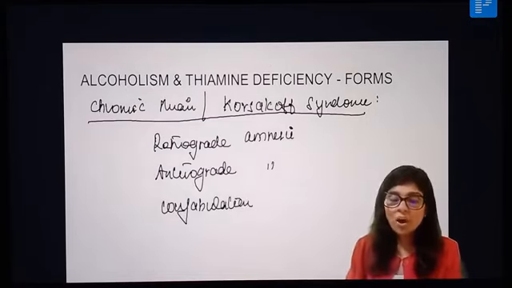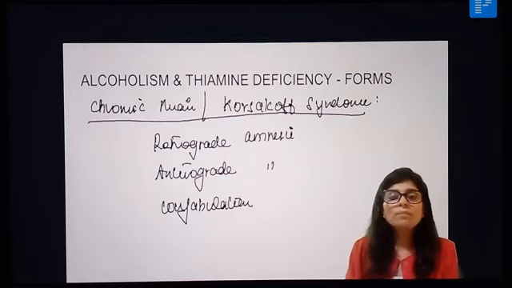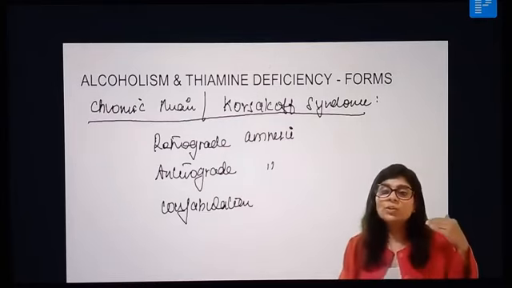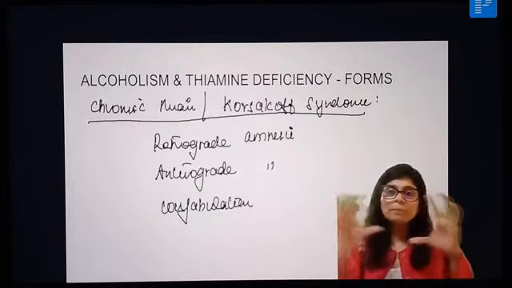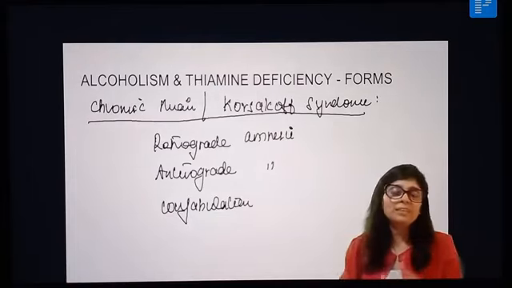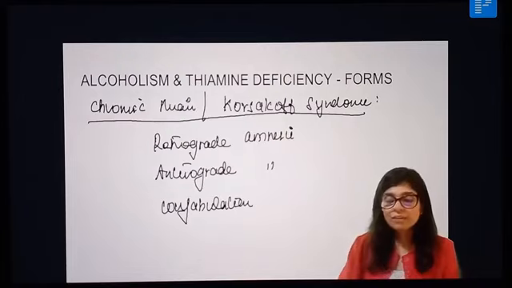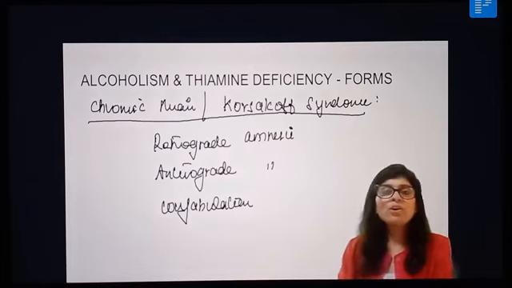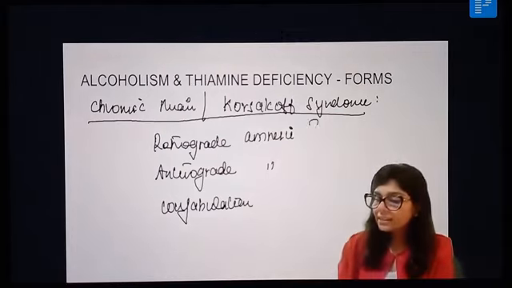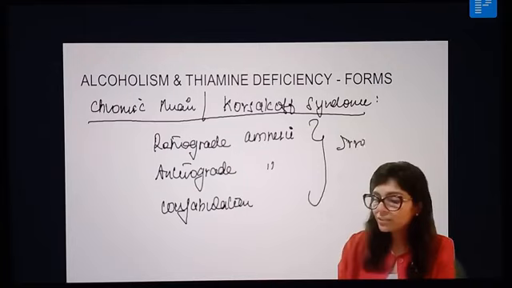This is called as honest lying. What do you mean by honest lying? The person does not even realize that he or she is lying. They just want to fill up the memory gap, so they start fabricating stories, and that's called as confabulation. So these are the features of Korsakoff syndrome, a chronic thiamine deficiency, and this is an irreversible condition.